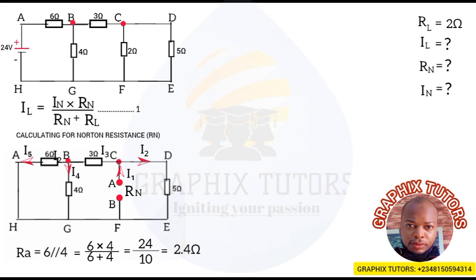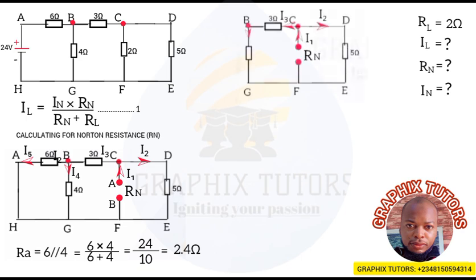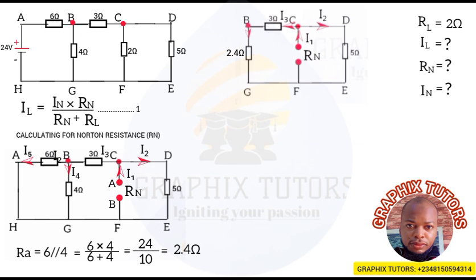Now, if I redraw my circuit, my 6 ohm and 4 ohm have become one, which is my R A. So I'll write it out this way, 2.4 ohms. This is how my circuit will be now. The 3 ohm is still there, the 5 ohm is still there, and the R N is still there. Now, what do you notice? I3 is flowing through the 3 ohm, gets to point B, still flows down because there's no way it can split, and passes through the 2.4 ohm resistor there, which is the equivalent of the 6 ohm and the 4 ohm in parallel.